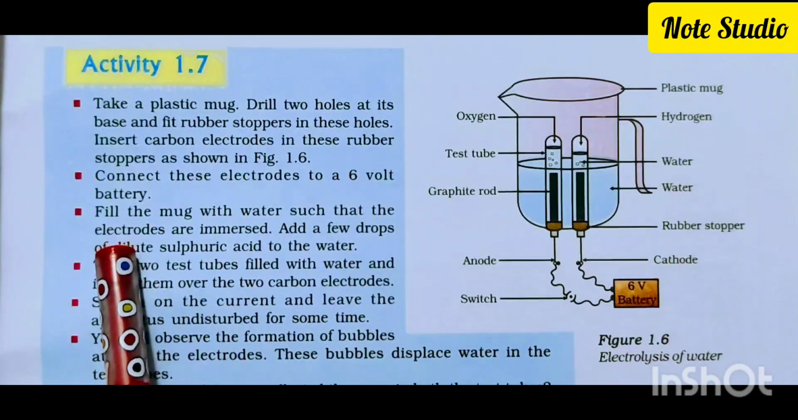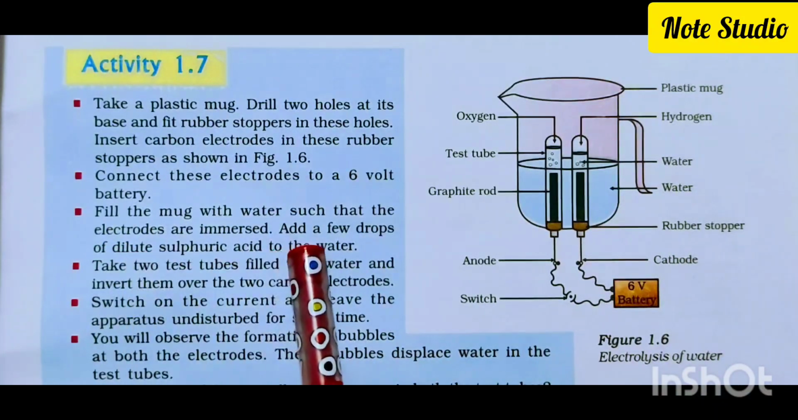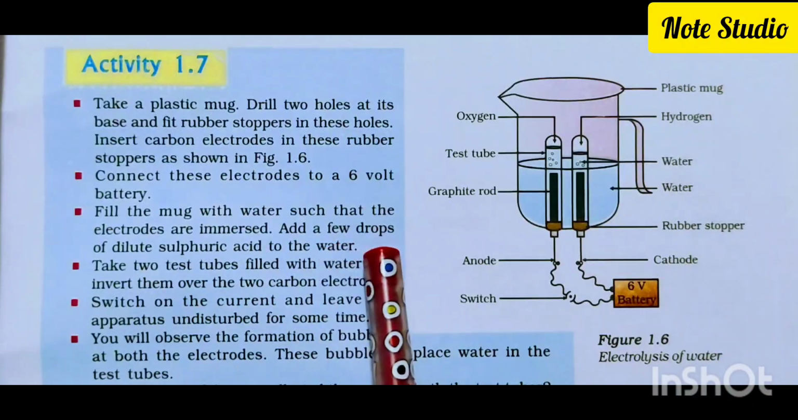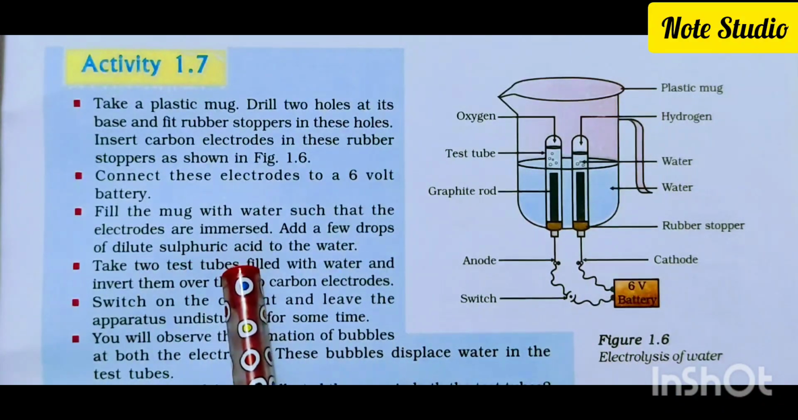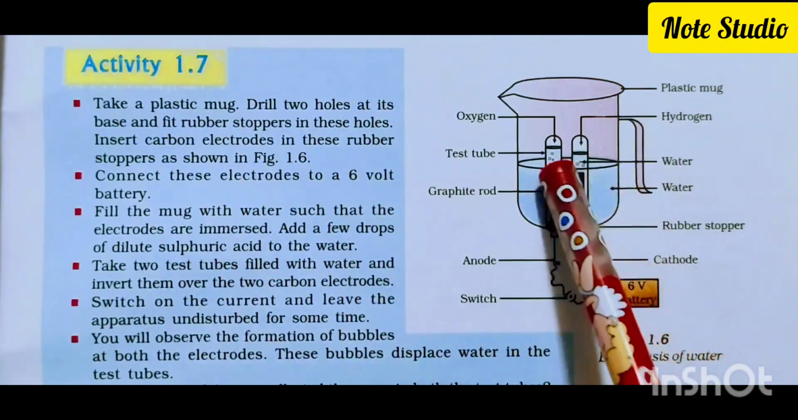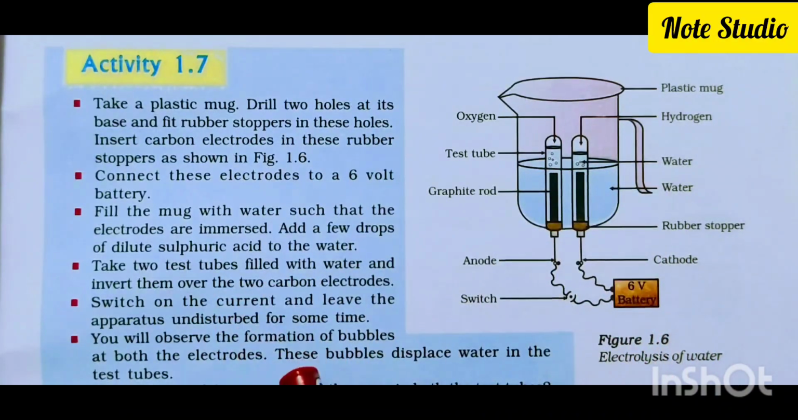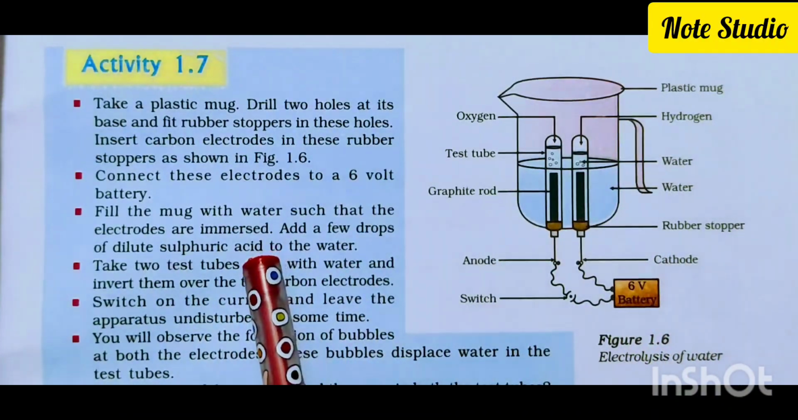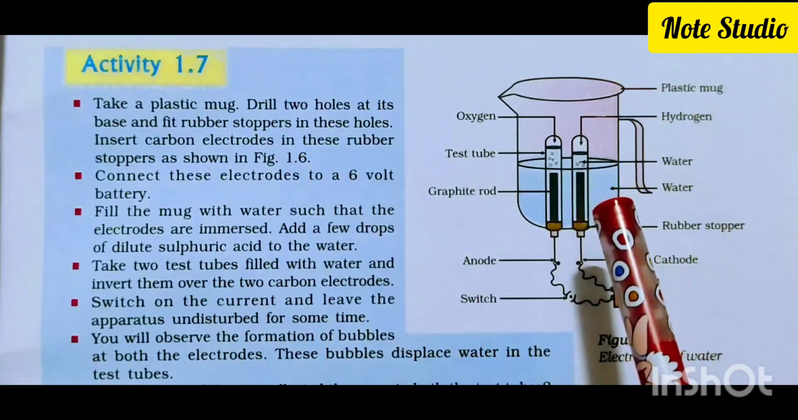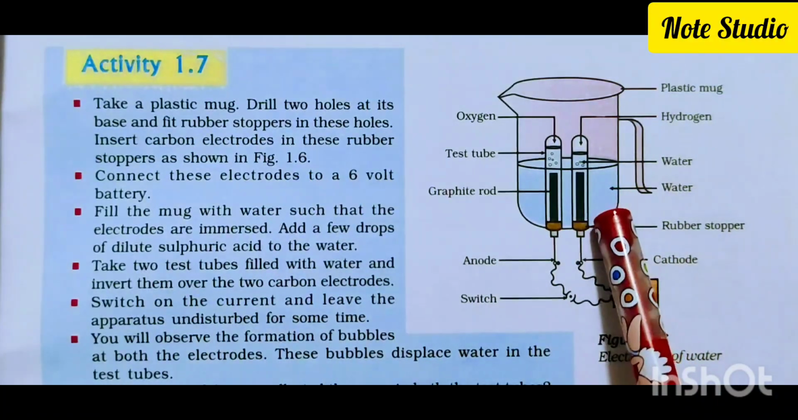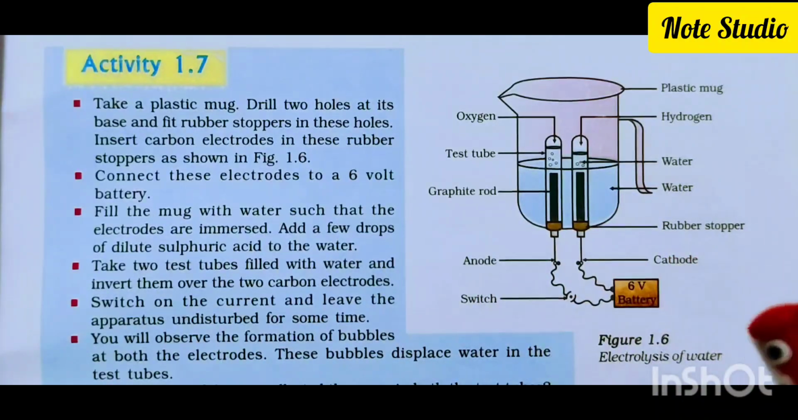The third step, fill the mug with water such that the electrodes are immersed. So we have to fill water here. That means we can note that water is a reactant here. So here we are studying electrolysis of water. The water will break into two products with the help of electric current.